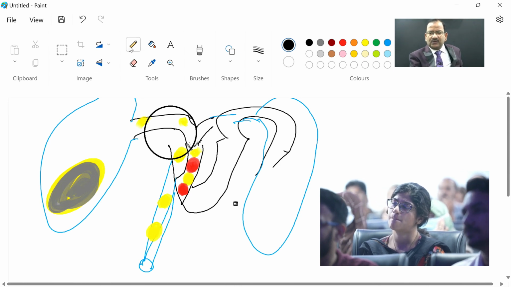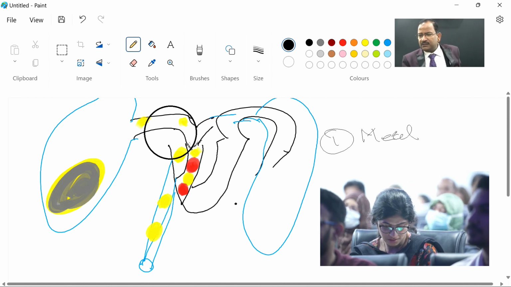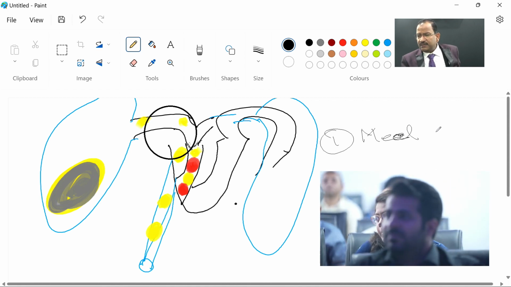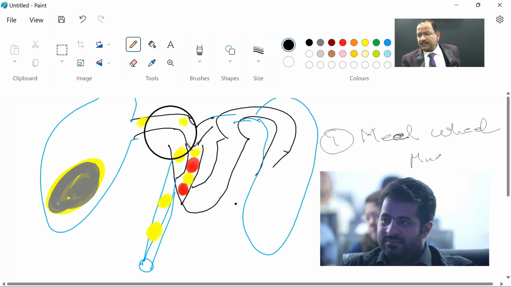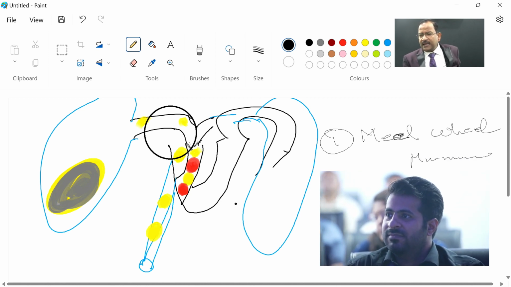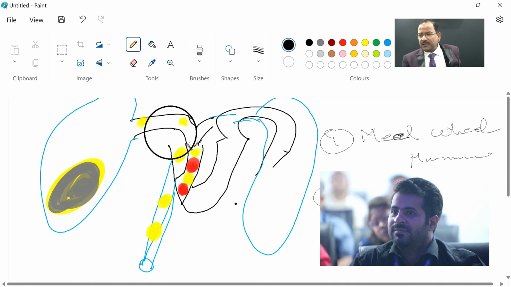And once you put the stethoscope, you will hear a peculiar murmur that is called mill wheel murmur. Mill is M-I-L-L, not meal. Mill wheel murmur. Or in some books, they describe it as water wheel murmur. This is water wheel murmur.